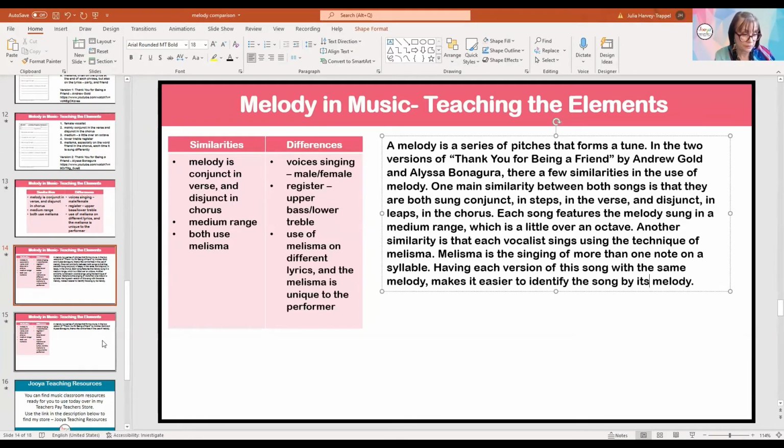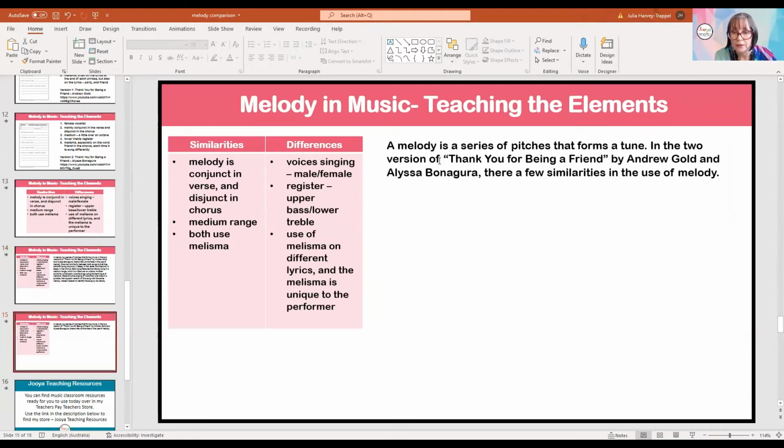So let's have a look at differences. A melody is a series of pitches, we've done that, in the two versions of Thank You for Being a Friend by Andrew Gold.